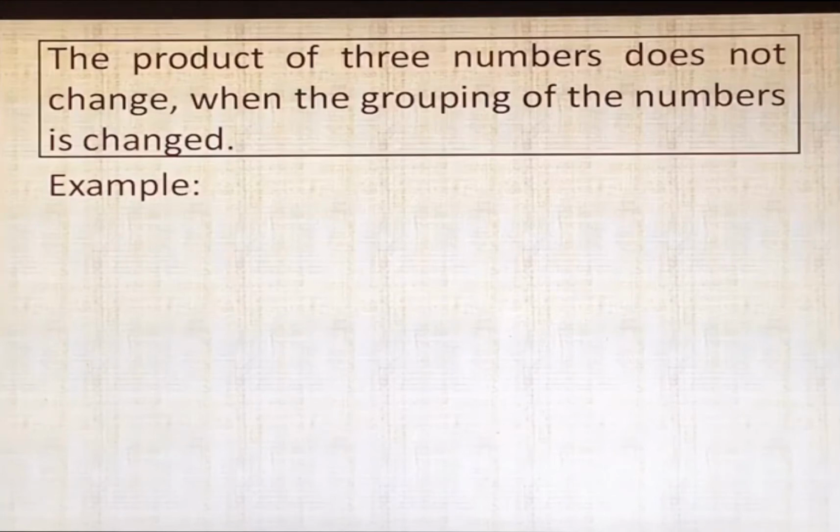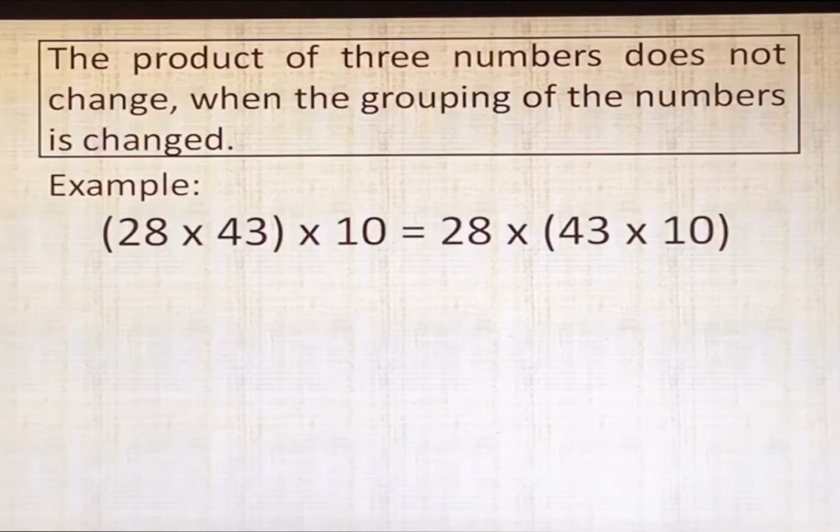Second property, the product of three numbers does not change when the grouping of the numbers is changed. For example, 28 into 43 are in the bracket, so they will be multiplied and their product will be multiplied with 10. That will be equal to 43 into 10, where first of all we will multiply because they are in bracket, they are grouped, we will get 430 and that will be multiplied with 28. So in both the cases the product will remain same.